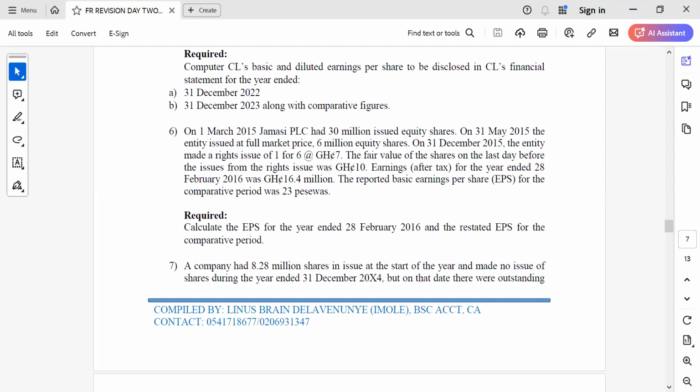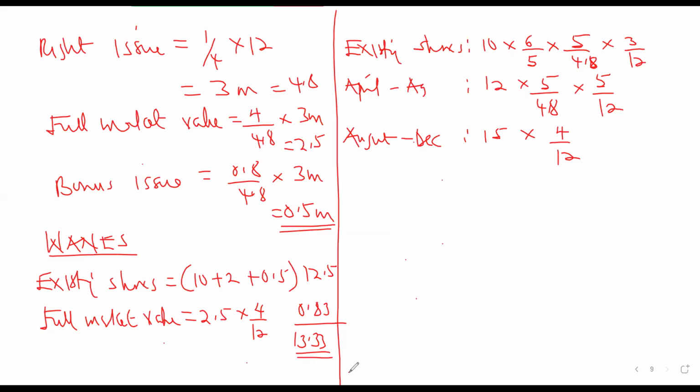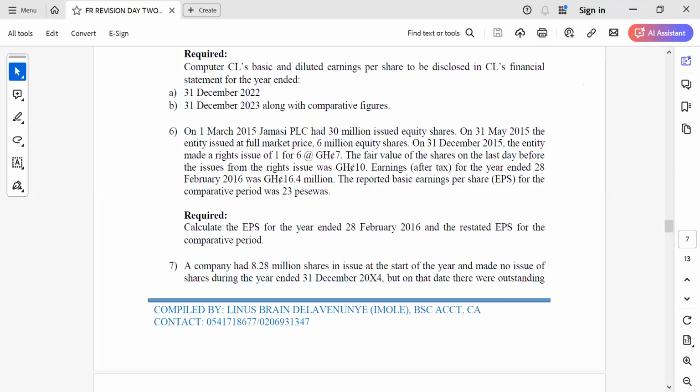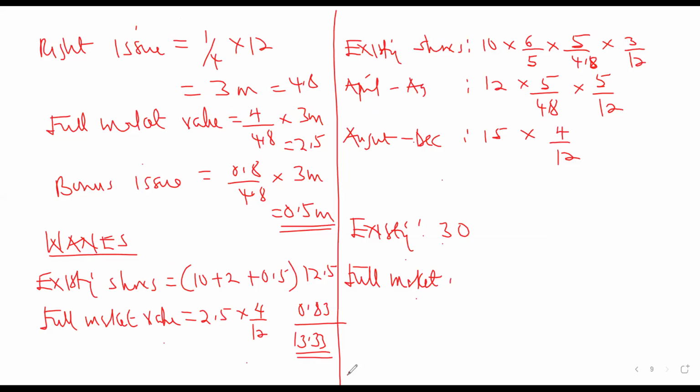So they have 30 million at the beginning of the year. So they have the existing shares. Let me address that for you. Existing shares is 30 million. Let's count to the full market value. They have made a full market value of how much? Full market value of 6 million. Then let's count to this full market value.